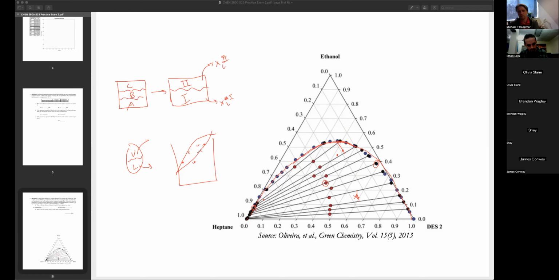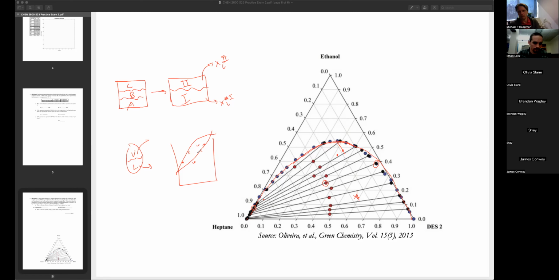Questions are welcome. Sorry, one other question. If we need to use the virial equation or SRK equation, will we be given that on the exam, or should we include those on our note sheet? You'll be given that, yeah.